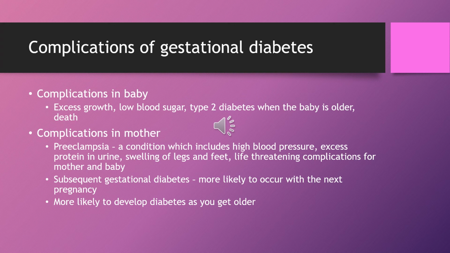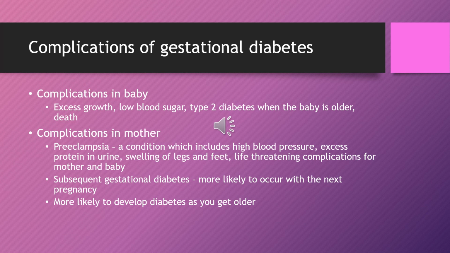Complications of gestational diabetes. Complications in the baby include excess growth, low blood sugar, type 2 diabetes when the baby is older, and possibly death. Complications in the mother include preeclampsia, which is a condition that includes high blood pressure, excess protein in the urine, swelling of legs and feet, and life-threatening complications for mother and baby.